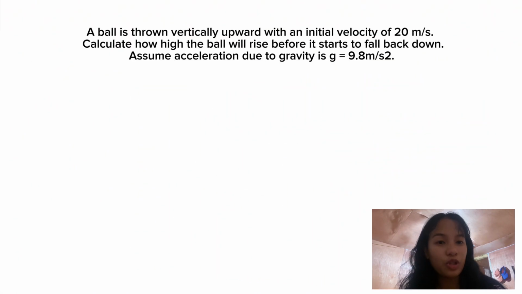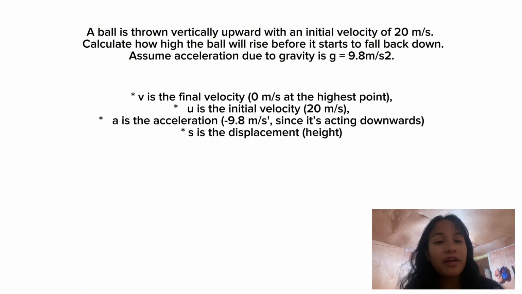A ball is thrown vertically upward with an initial velocity of 20 meters per second. Calculate how high the ball will rise before it starts to fall back down. Gravity is g, 9.8 meters per second squared. In here, v is the final velocity, 0 meters per second at the highest point. u is the initial velocity, 20 meters per second. a is the acceleration, negative 9.8 meters per second squared since it's acting downwards. s is the displacement, which is the height.